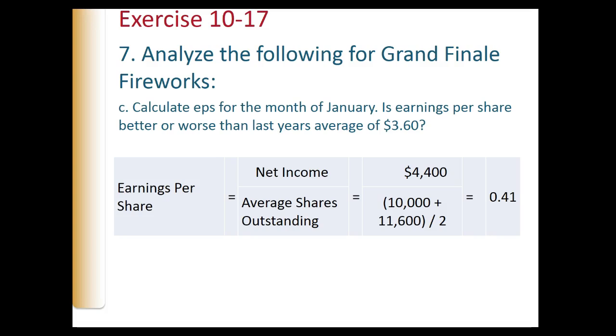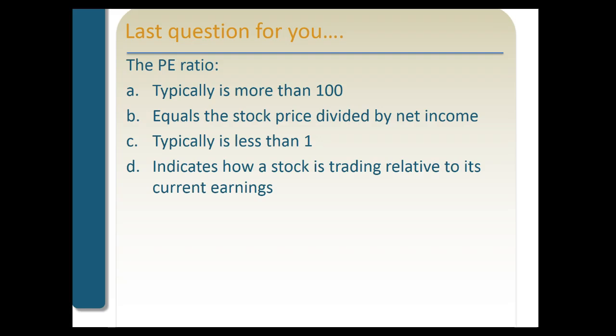Calculate the earnings per share for the month of January. Is earnings per share better or worse than last year's average of $3.60? So as you see here, earnings per share is the net income divided by the average shares outstanding. We see that the earnings per share is 41 cents. Is that less than $3.60? It does look it. Our last question, the PE ratio, price earnings ratio.